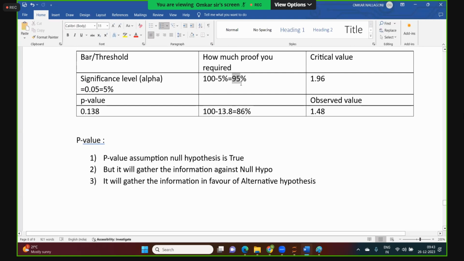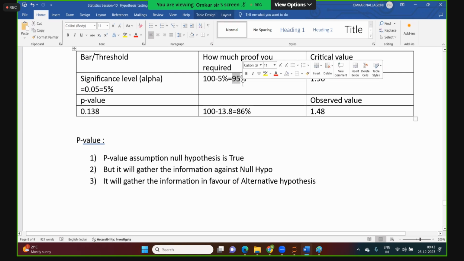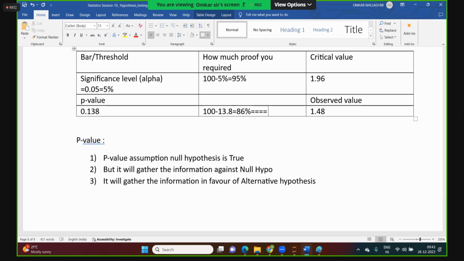So your proof is 95% proof. You are ready with 95% proof in favor of whom? The null hypothesis. But I am working in favor of whom? The alternative hypothesis. To kill you, how much evidence do I require here? 90? No, more than 95. How much evidence do I require? More than 95. Yes or no?